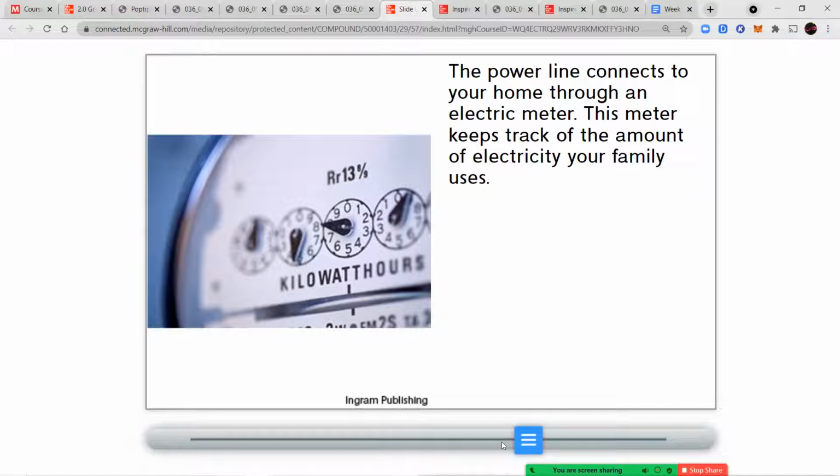The power lines connect your home through an electric meter. This meter keeps track of the amount of electricity that your family uses. So think about, you can ask your parents about this, that the amount of electricity you use in the summertime may be greater than what you would use in the springtime. For example, if you have air conditioning and you're turning that air conditioning on in the summertime, or if you're turning the heater on frequently in the wintertime. So these meters keep track of the amount of electricity you're using. They connect the power lines to your home, and it basically keeps track of the amount that's being used.